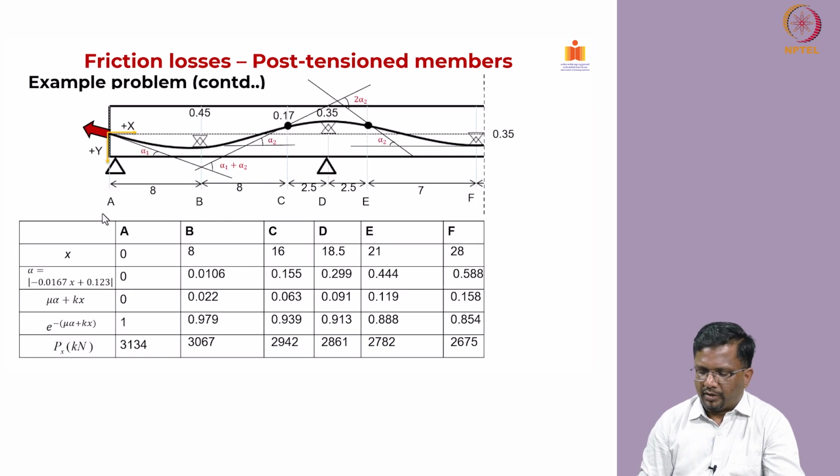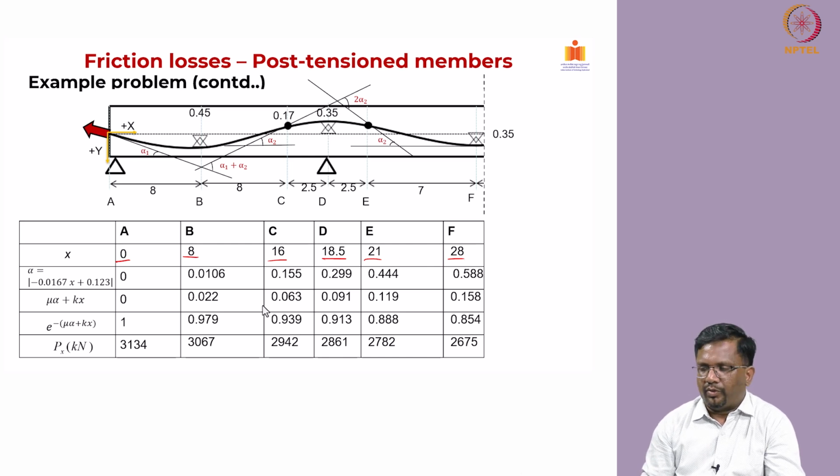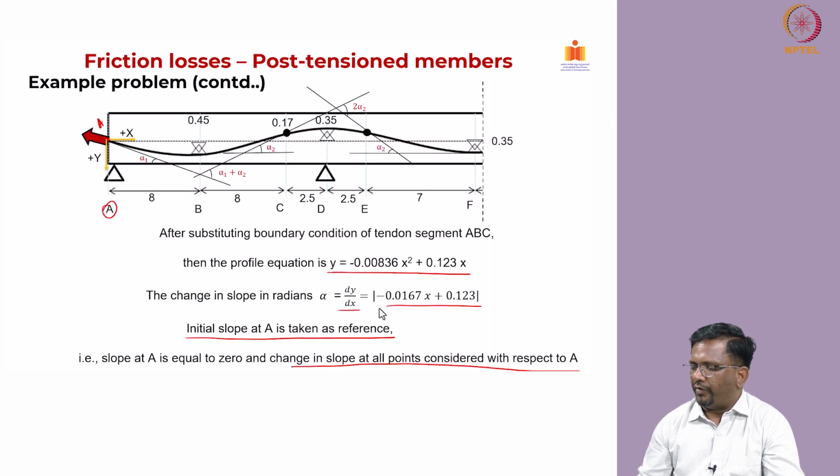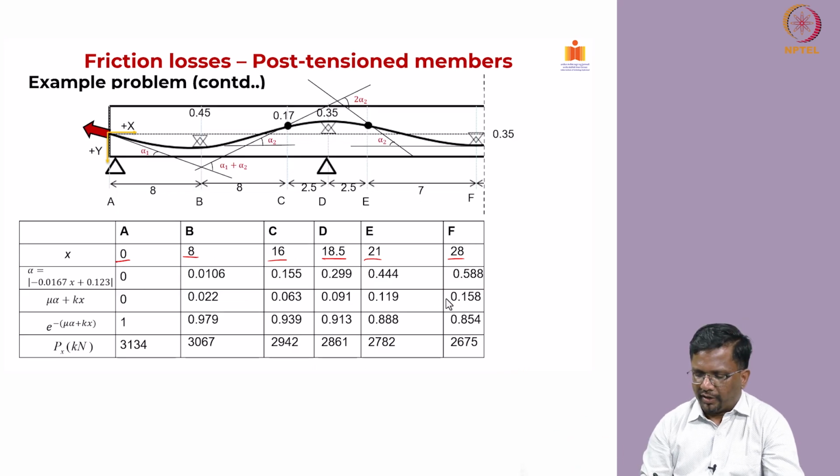Now, when you do that, this can be tabulated like this: at point A, x is equal to 0, at point B, x is equal to 8, at point C, x is equal to 16, at point D, x is equal to 18.5, at E it is 21, and at F it is 28. And alpha, we have already found the equation: the slope at x is given as minus 0.0167 x plus 0.123. So, at each point if I substitute x, I get my change in slope.